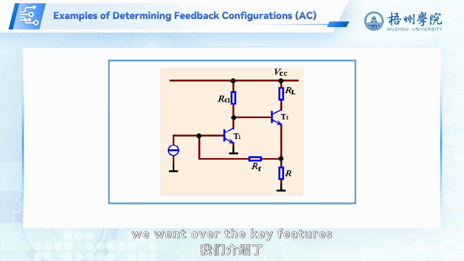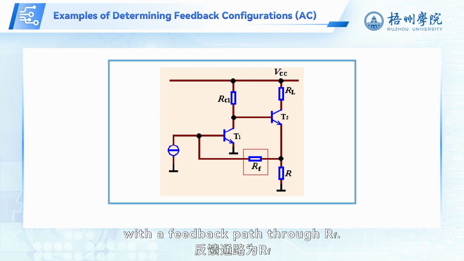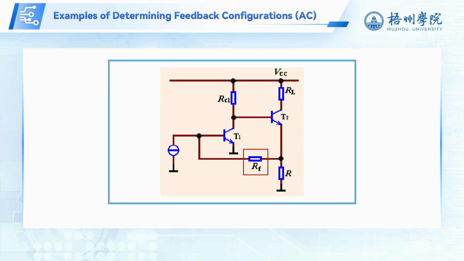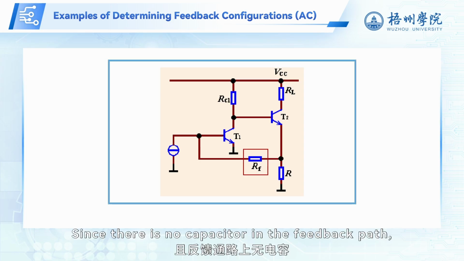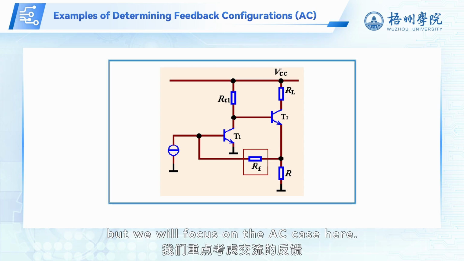Just now, we went over the key features of the 4 negative feedback amplifier configurations. Next, let's look at a few examples to see how to determine a circuit's feedback configuration. First, consider this circuit. It's clear that this circuit uses interstage feedback with a feedback path through RF. Since there is no capacitor in the feedback path, the feedback exists for both AC and DC signals, but we will focus on the AC case here.